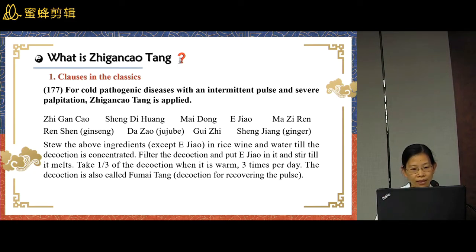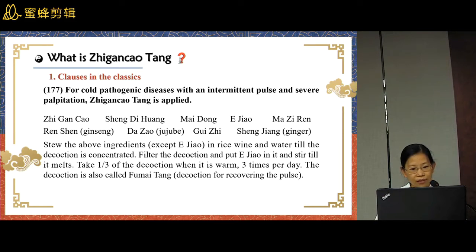As we can see, the ingredients are decocted with rice wine. In the end, Ejiao is added. Since the prescription aims at intermittent pulse, it is also called Fu Mai Tang, a decoction for recovering the pulse. Clinically, we can find abnormal ECG such as frequent premature beats, atrial or ventricular. Dynamic ECG shows bigeminy or trigeminy. Even atrial fibrillation can be found. Besides the abnormal pulse, the patient feels palpitation, restlessness, and so on.